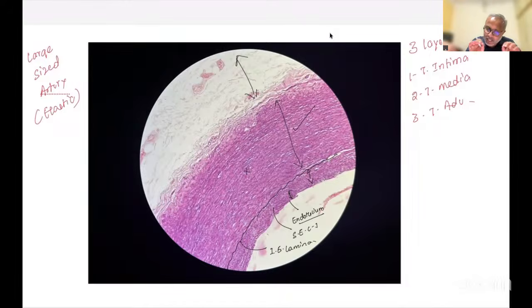Deep to this, thin layer of subendothelial connective tissue. This is separated from the tunica media by a thin layer, which is referred to as internal elastic lamina. Deep to the internal elastic lamina lies a thick tunica media, which is made up of 50 to 60 layers of elastic lamellae. Because of this, the artery can stretch and recoil. Stretch, recoil. So your aorta is one of the best examples for large size artery. Done? So this is how we start describing the structure.